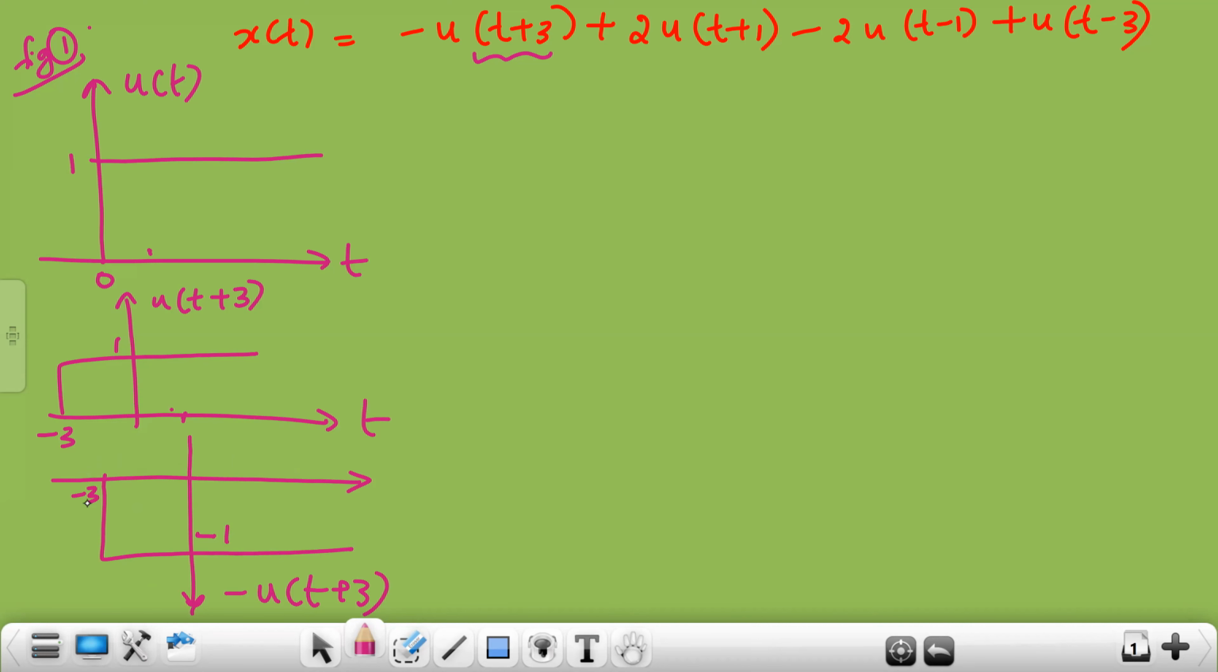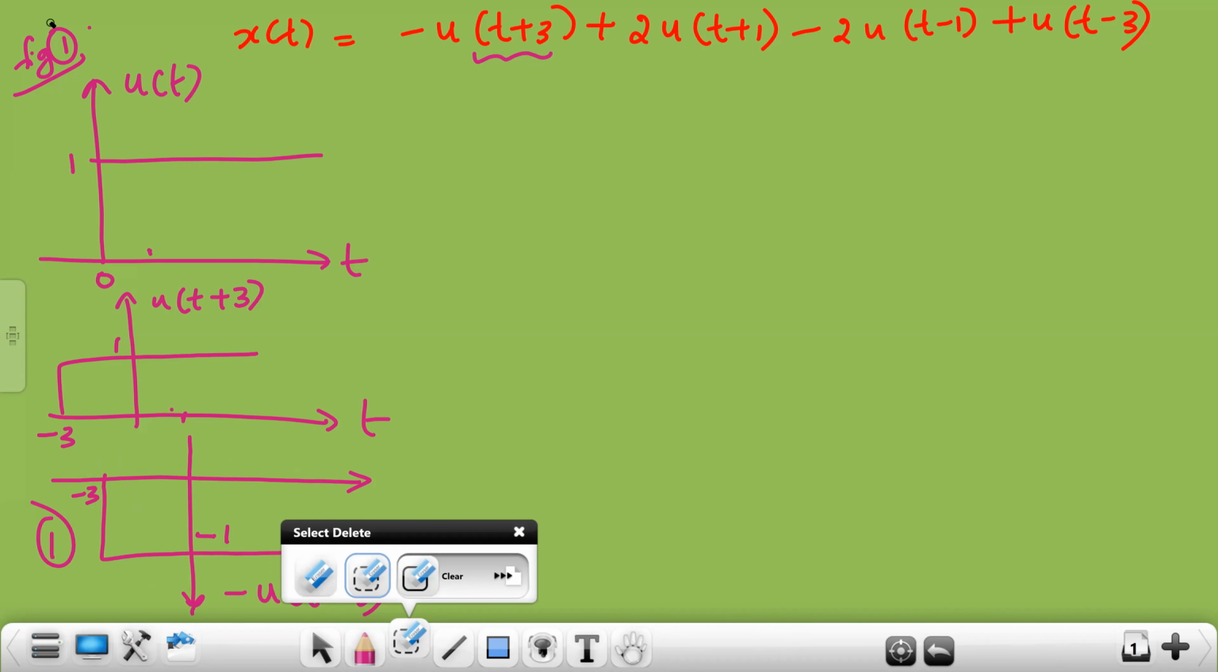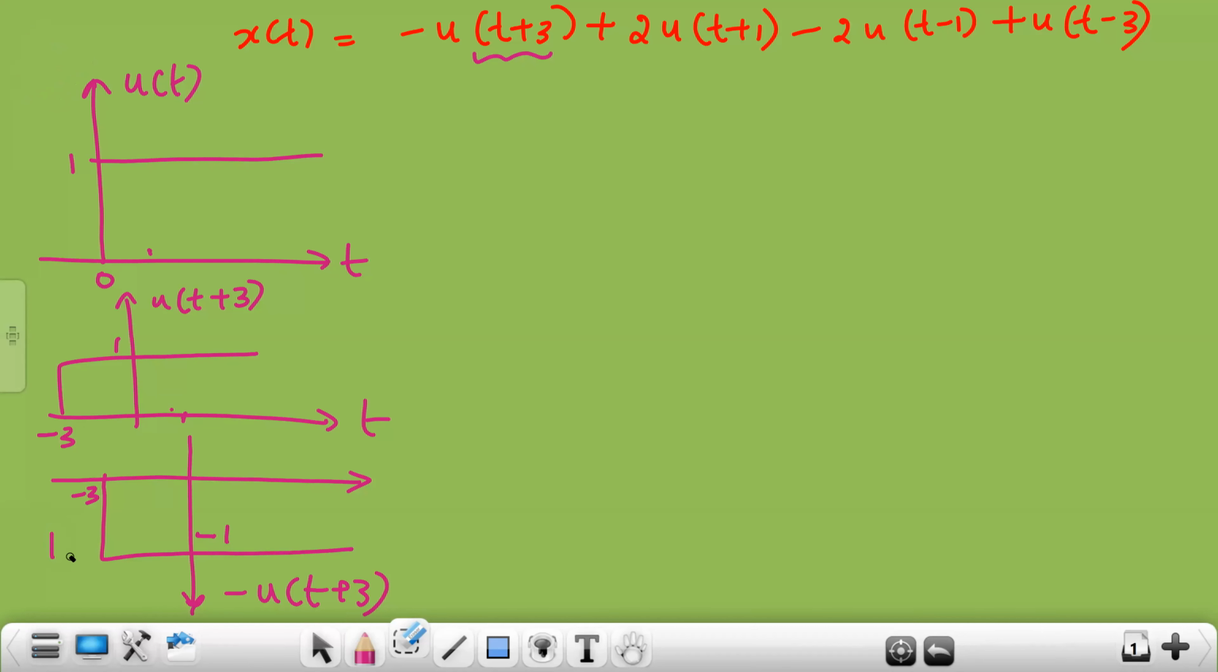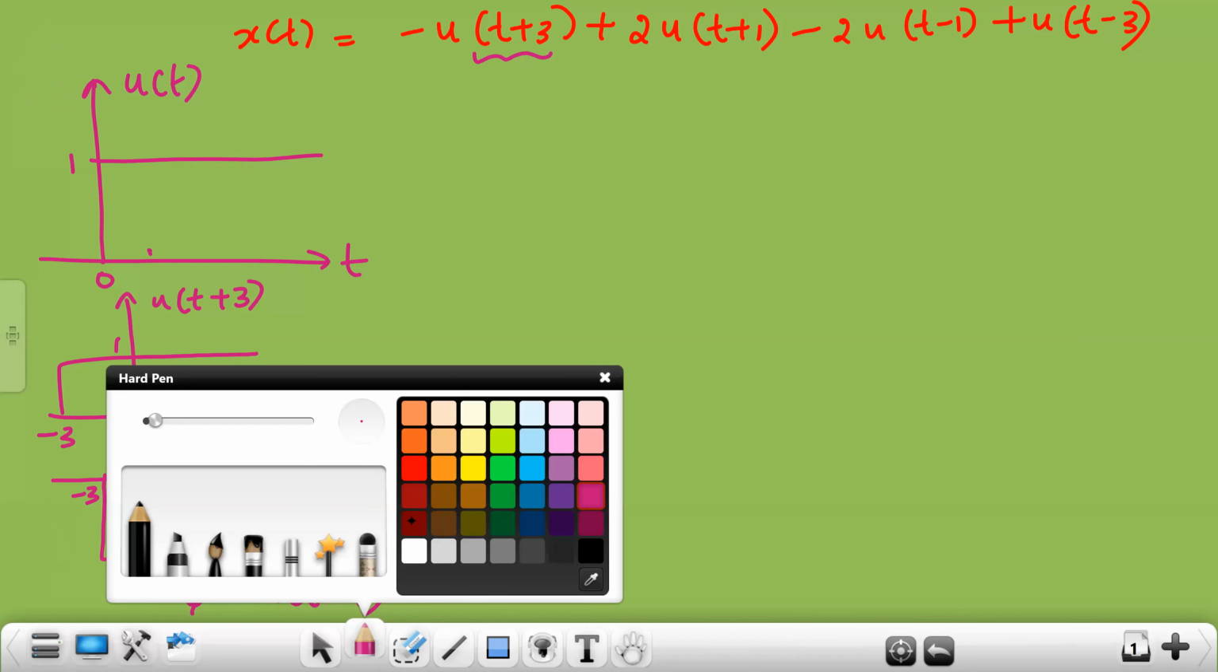So let it be figure number 1. You just don't label this as figure 1, because this is your first figure. Okay, you can draw this and label this as your figure number 1.